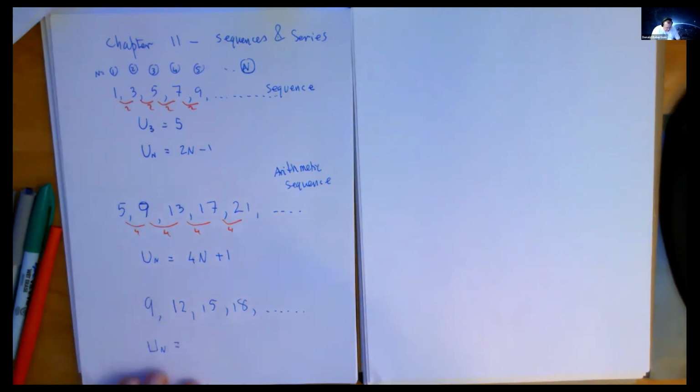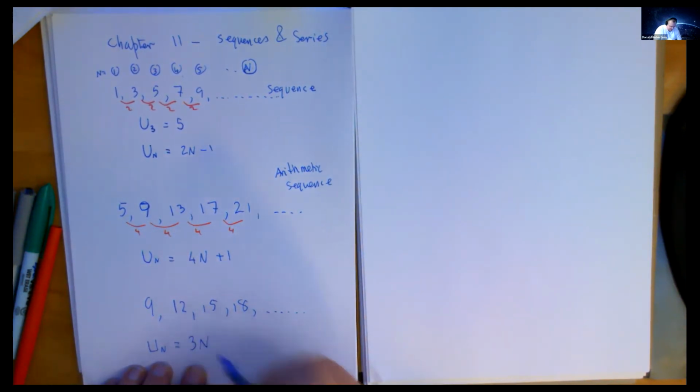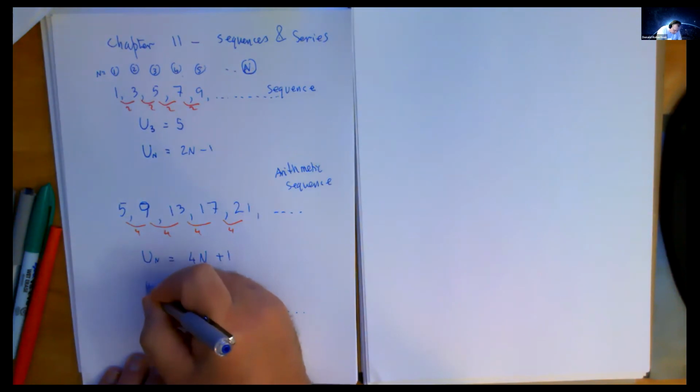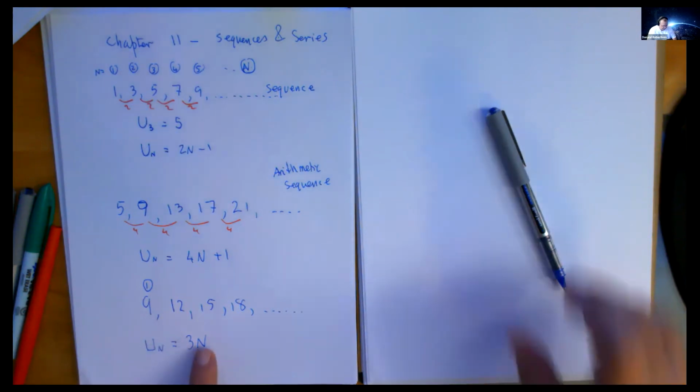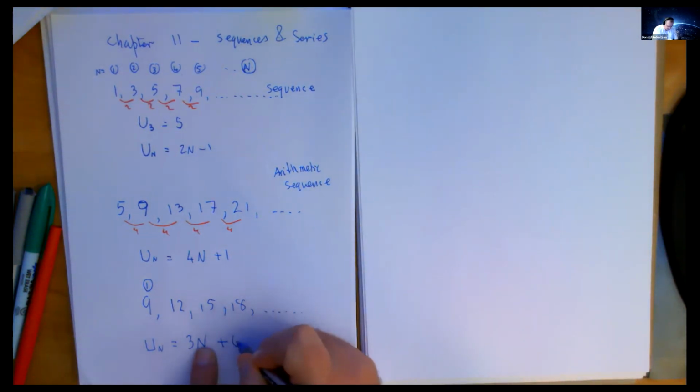Now, since you keep adding 3s, you go 3n. And what I typically do is I go to the first number, and I say, okay, if I plug 1 in to this formula, what do I get? And the answer is I just get 3. But I don't want 3, I want it to be equal to 9. So don't you just adapt?